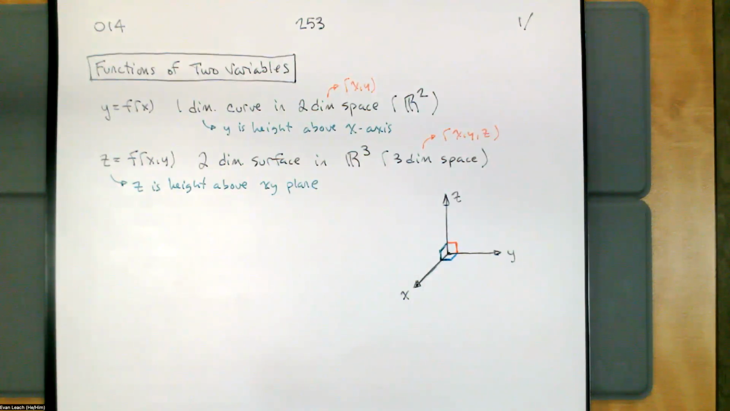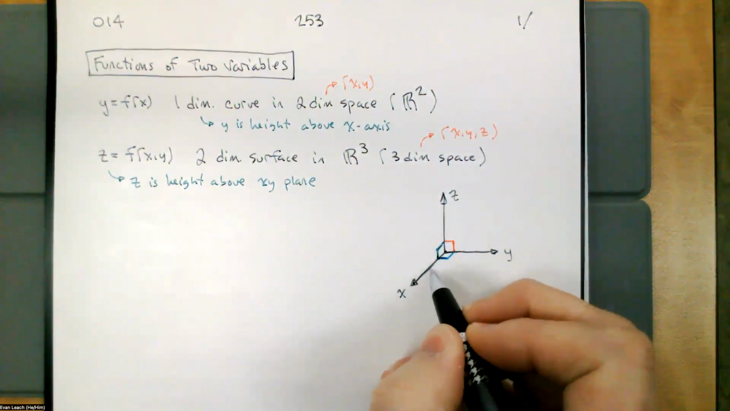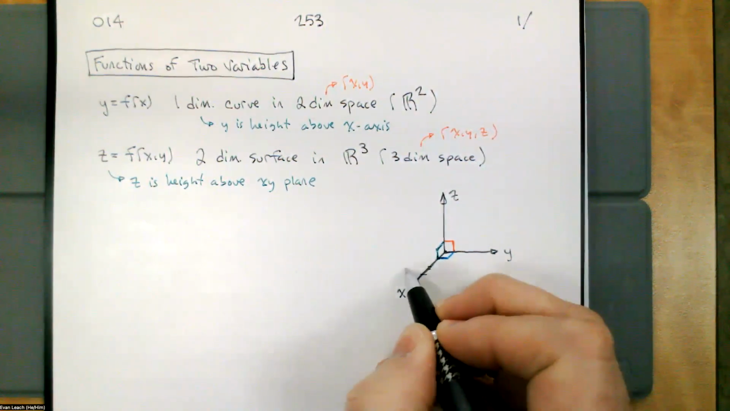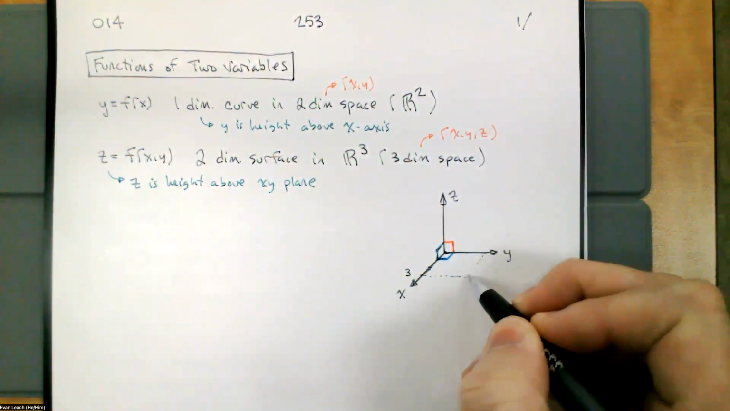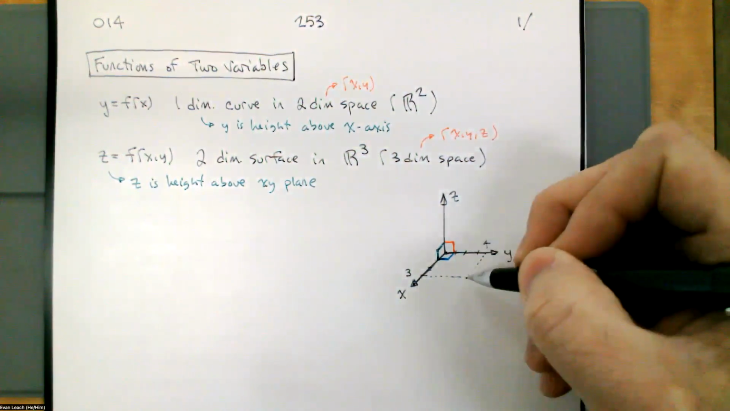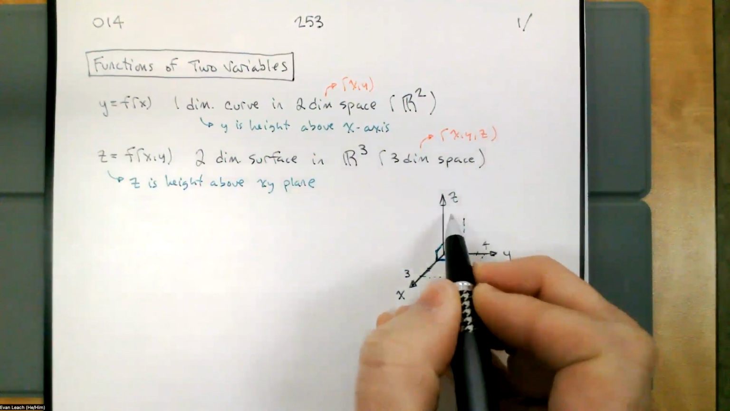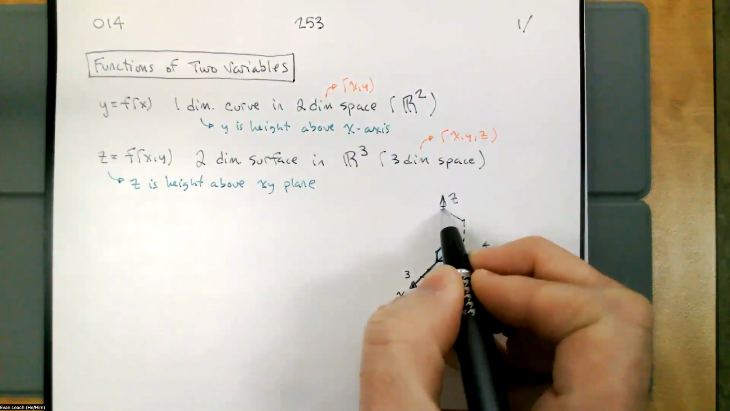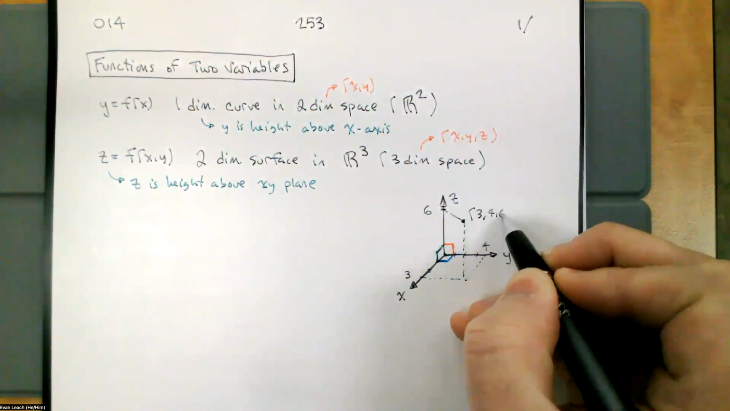So if we want to label a point, we do the same thing that we normally do. So if X is 3, I'd count 1, 2, 3 on the X. And if Y is 4, I would count 1, 2, 3, 4 on the Y. And then if Z is 6, I would label this point as 3, 4, 6.